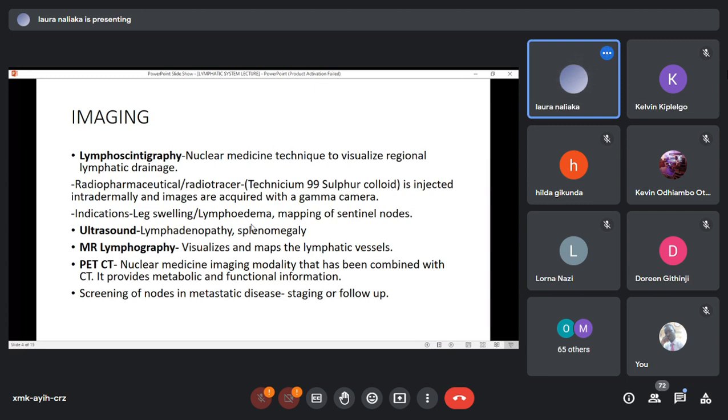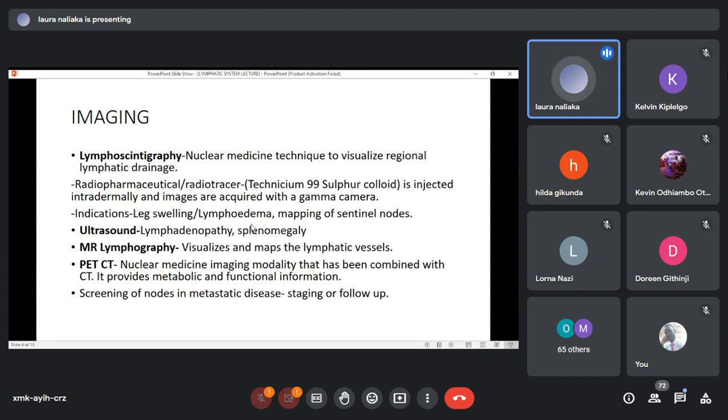Ultrasound is also an imaging modality for the lymphatic system, but mainly for lymphadenopathy or splenomegaly. Rarely can ultrasound play any role in a case of lymphedema caused by disruption of the lymphatic system. MR lymphography will help visualize and map the lymphatic vessels.